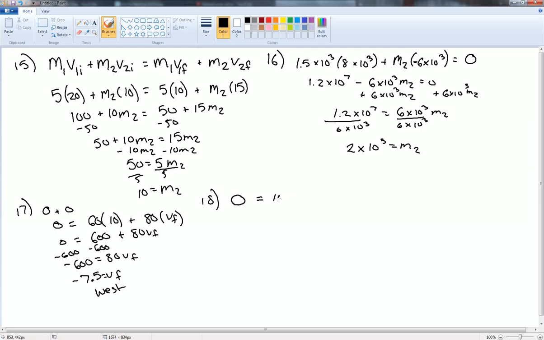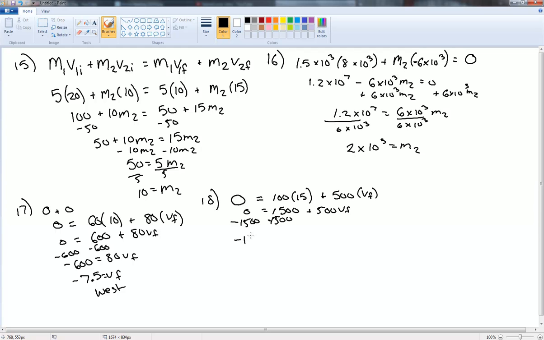Well, the clown is 100 kilograms. He's moving 15 meters per second to the right, so we'll just say that that is positive, which means that the cannon is going to be moving in the opposite direction, so that'll probably be a negative number. So this is going to be 1500 plus 500 VF equals 0. Subtract 1500 on both sides.